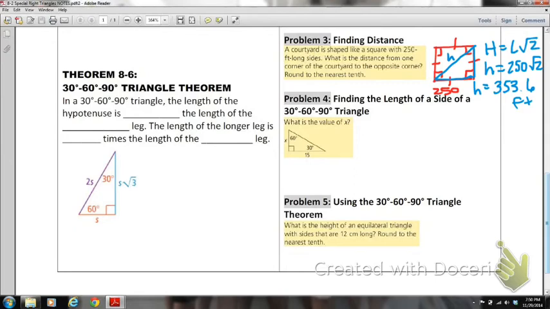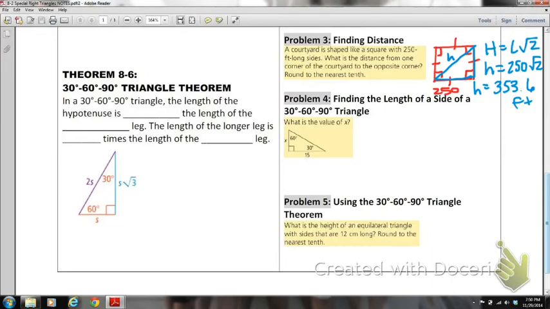Next problem is finding the length of a side of a 30, 60, 90 triangle. We just need to apply the other formula that we know for the 30, 60, 90 triangles. We have two different formulas for that one. We need to know which side we're looking for.